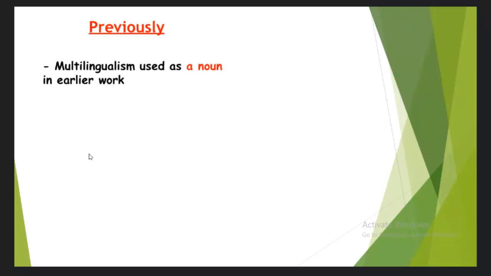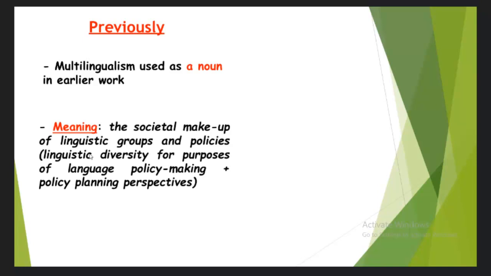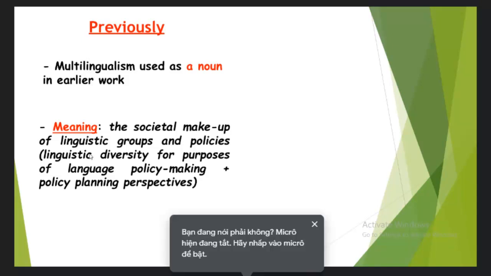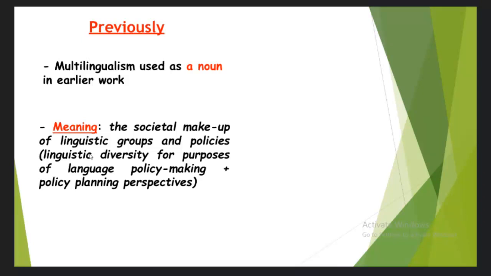So there are great changes between the past and the present. In the past, multilingualism was used as a noun. Why was it used as a noun? When it was used as a noun, it referred to the societal establishment of linguistic groups and policies. These policies help to manage linguistic diversity for purposes of language policy making.